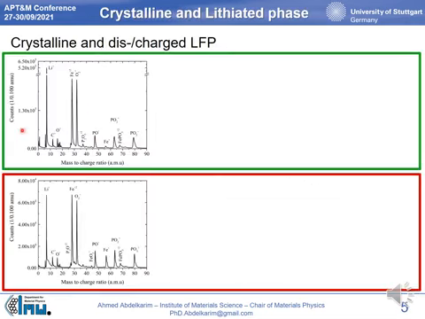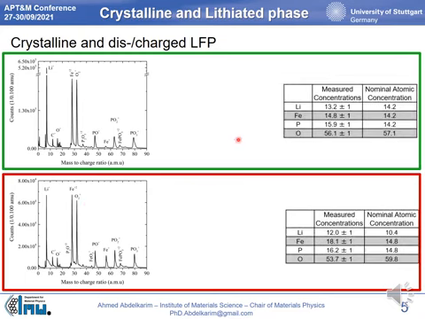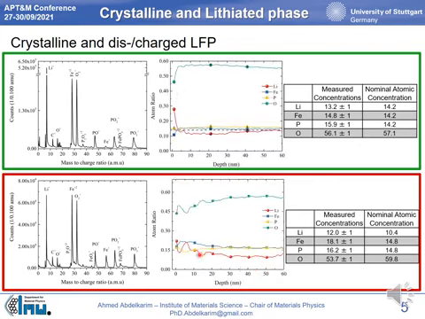Here is a comparison between the crystalline LFP and its lithiation state at 70%. The two mass spectra are qualitatively similar. The measured concentrations are in good agreement with the nominal values. Lithium shows a new wavy profile, which hasn't been seen before in both amorphous and crystalline phases. This wavy profile may indicate some lithium heterogeneity.